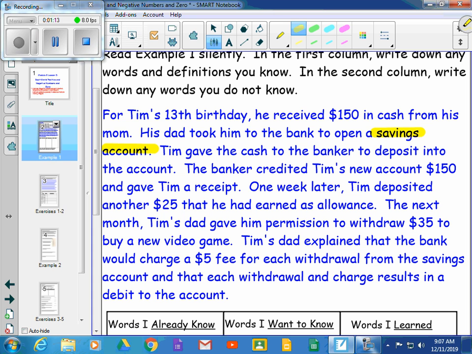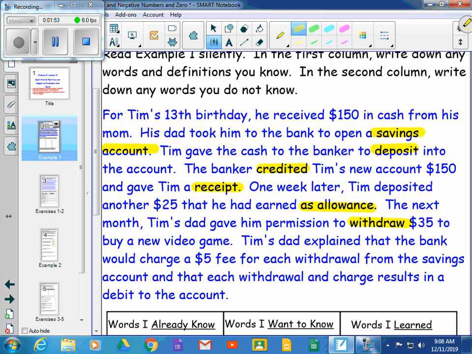Tim gave the cash to the banker to deposit into the account. The banker credited Tim's new account $150 and gave Tim a receipt. One week later, Tim deposited another $25 that he had earned as allowance. The next month, Tim's dad gave him permission to withdraw $35 to buy a new video game.